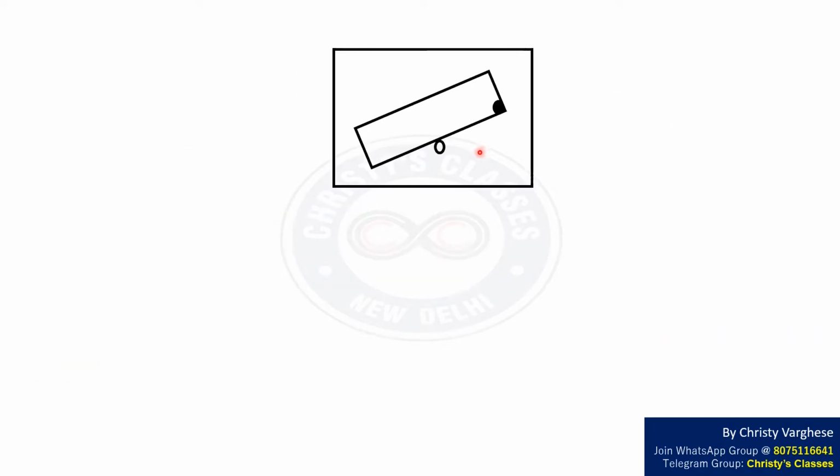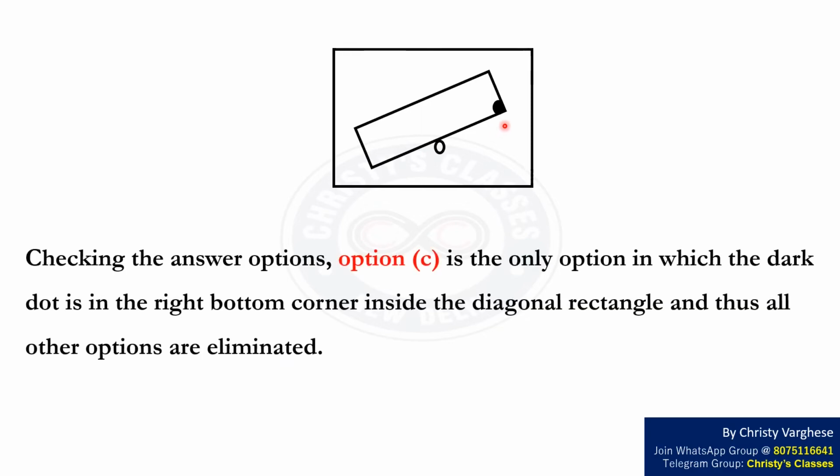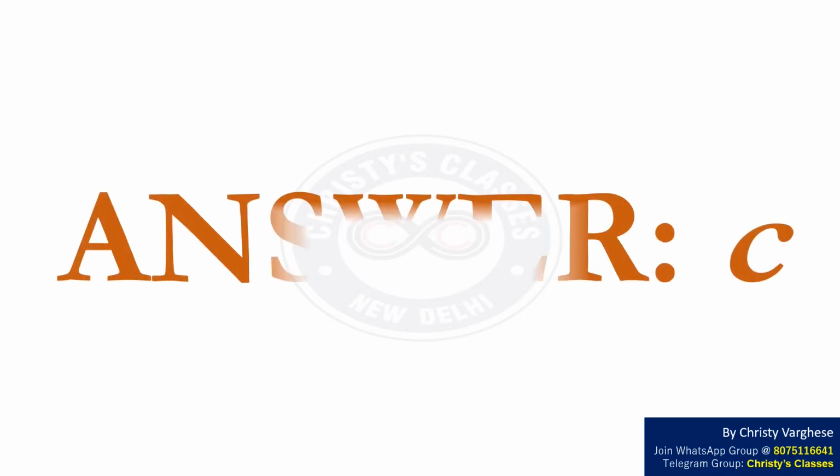Checking the answer options, option C is the only option in which the dark dot is in the right bottom corner inside the diagonal rectangle, and thus all other options are eliminated. Hence, the right answer to the question is option C.